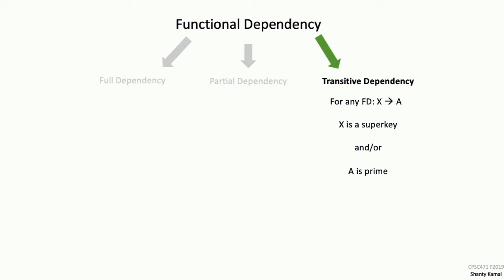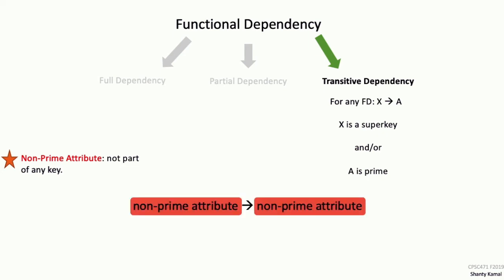For our intents and purposes, when checking if a relation has a transitive dependency, you just need to check that for each FD you are given, either the left-hand side is a super key or the right-hand side is a prime attribute, or both. Remember that a non-prime attribute is an attribute not part of any key. An even simpler way to check is to see if you have any dependencies from a non-prime to another non-prime. If so, the relation is not in 3NF.